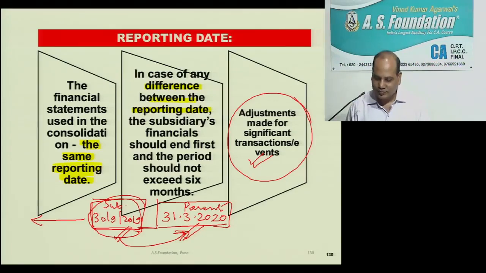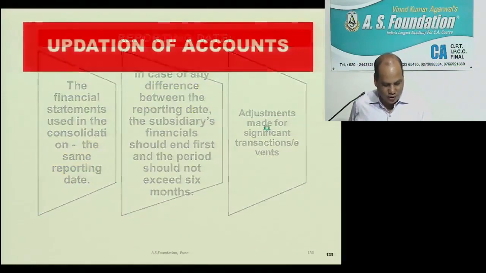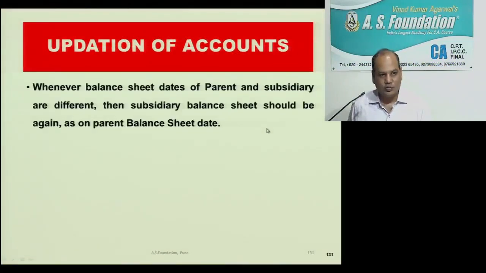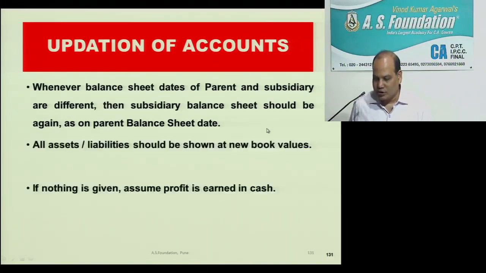Okay. So that is what is written below, updation of accounts. If the subsidiary's balance sheet date is different from the parent's, then you have to make adjustments in the subsidiary's balance sheet and P&L account based on the adjustments given in the problem. Prepare a revised balance sheet and P&L account and use that revised balance sheet and P&L account for consolidation purposes. I have given you only some hints. All assets and liabilities will be shown at the new book value now.